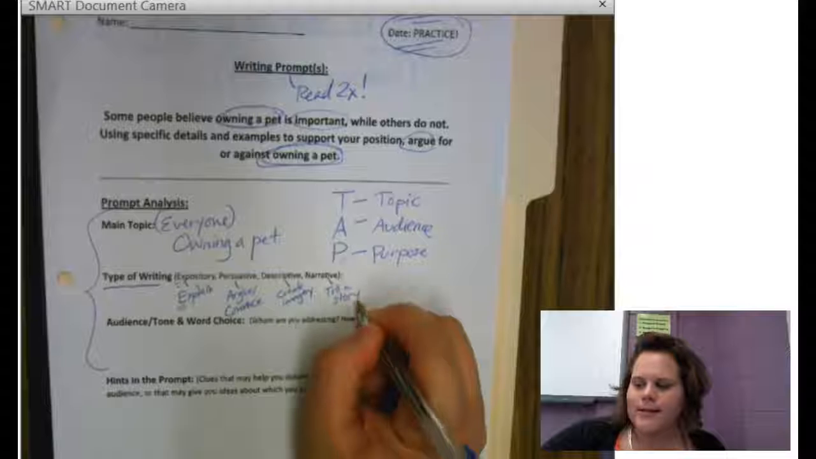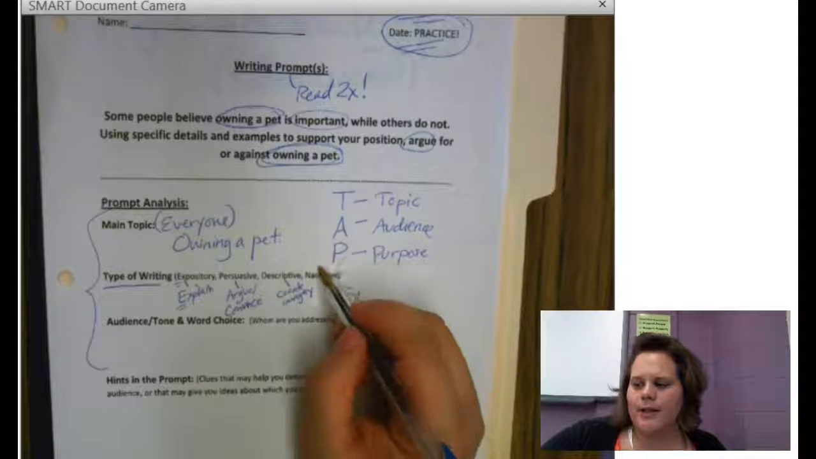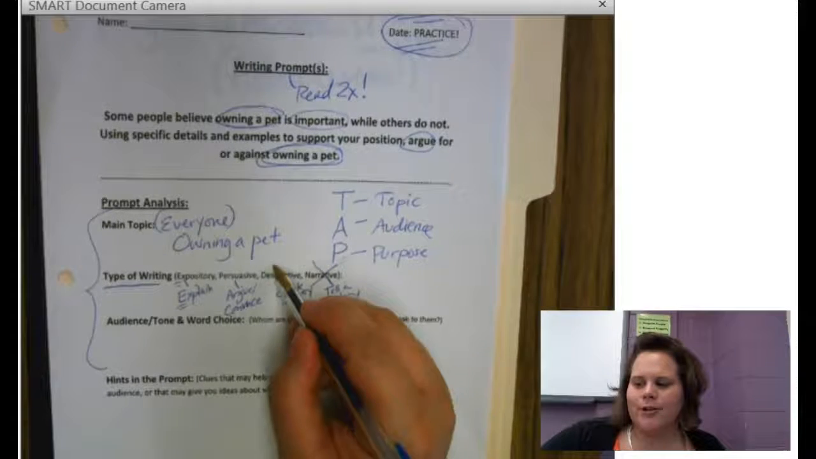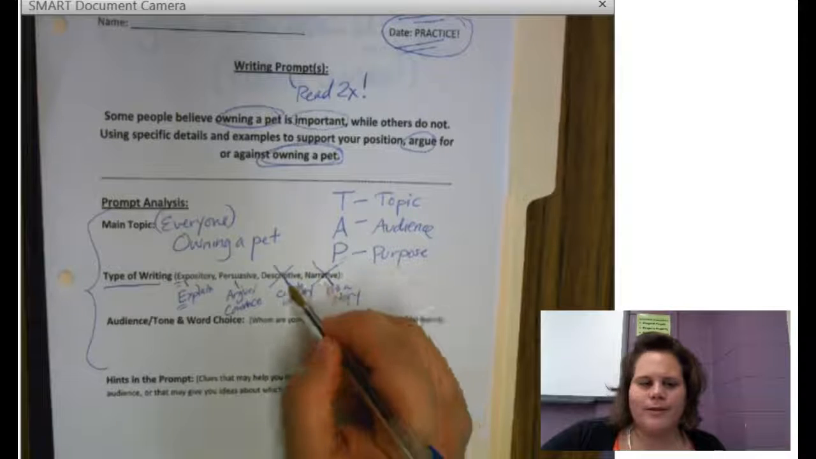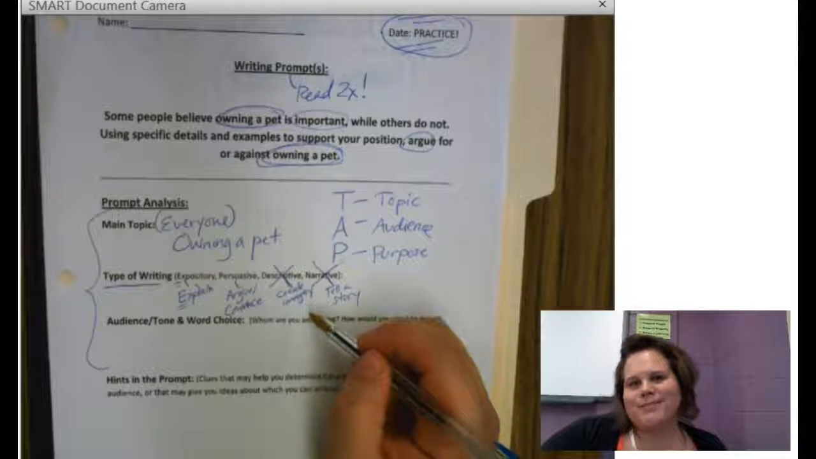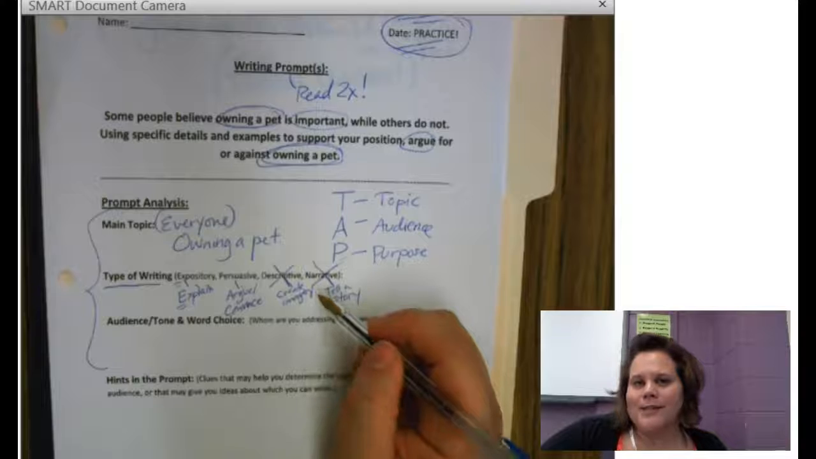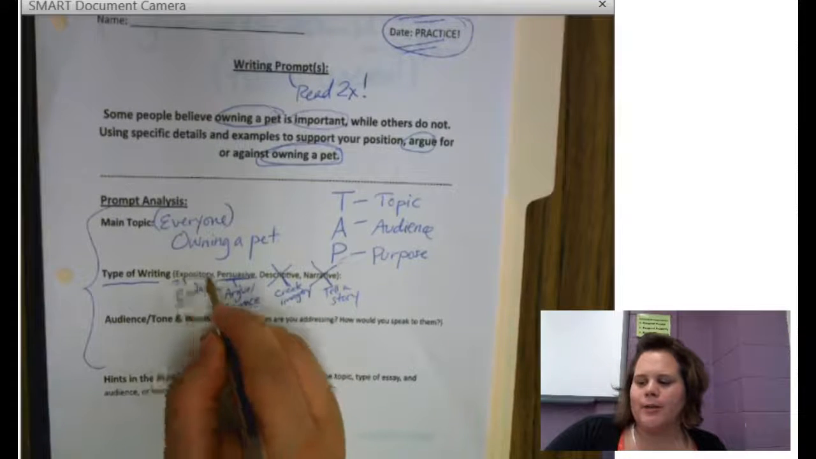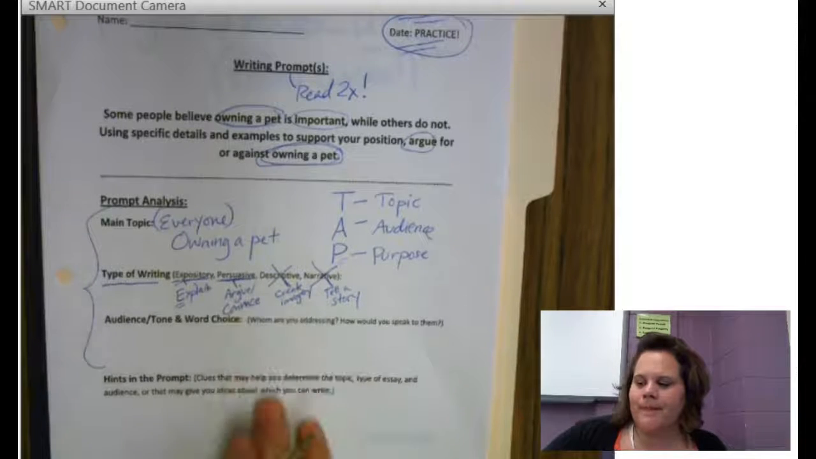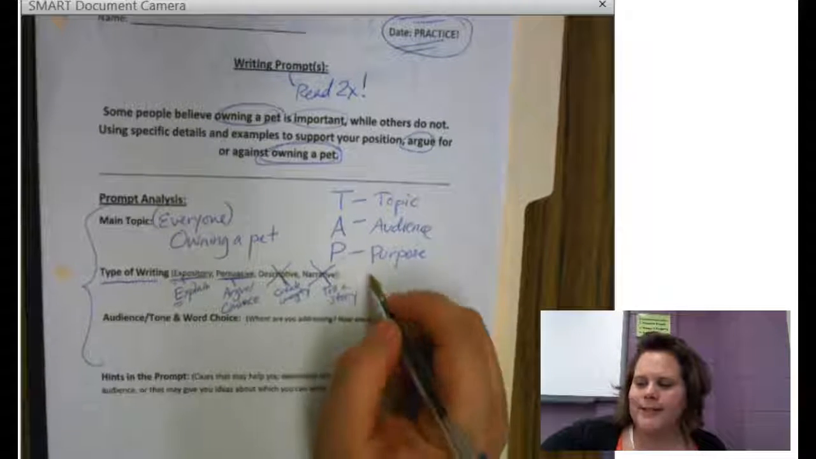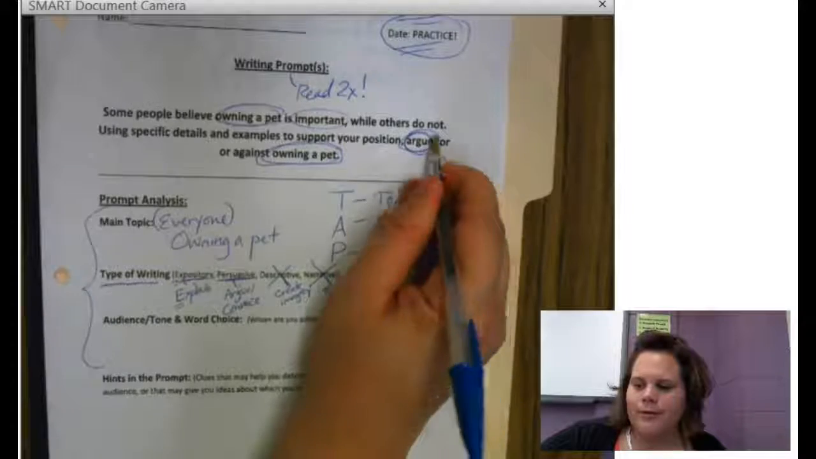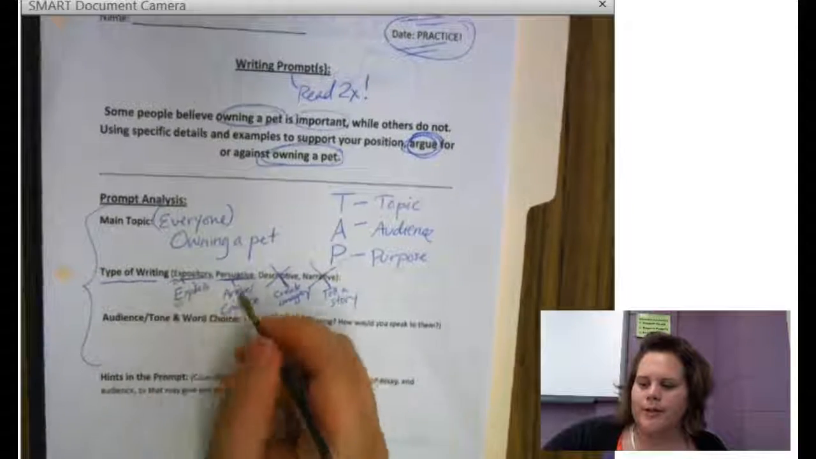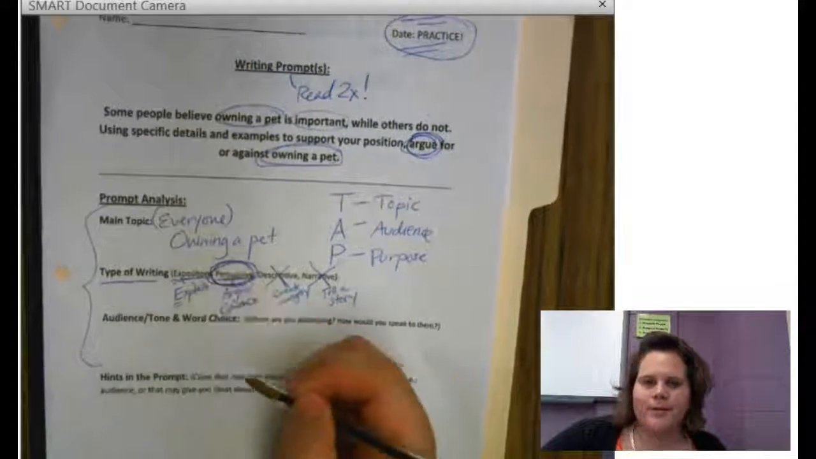In the past, these may have been things that you did. I can tell you that in 8th grade, you never have descriptive or narrative prompts. You have elements of them within a prompt, but really, you're always going to be persuading somebody or explaining something. For our type of writing today, it says argue, so we're going to assume it's persuasive, because we're arguing.